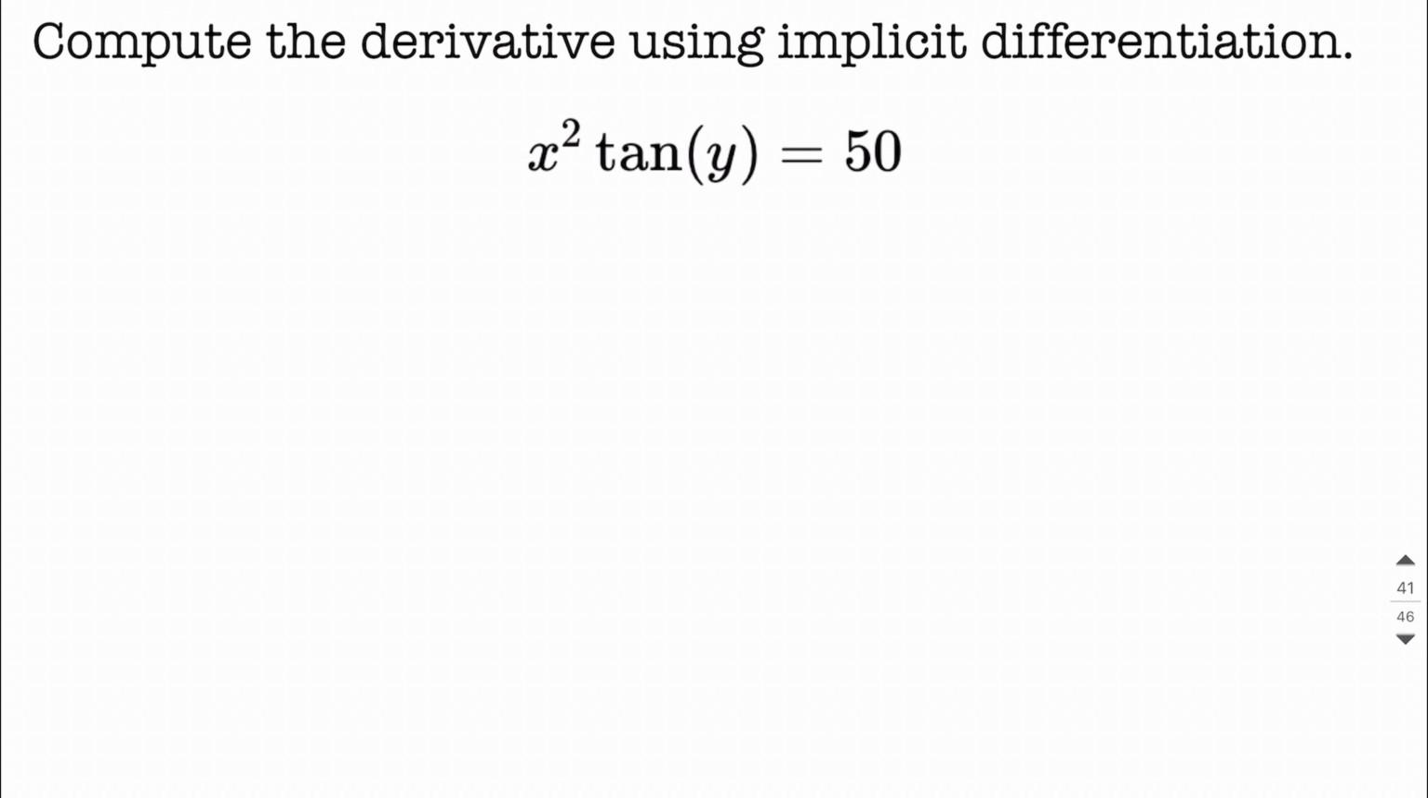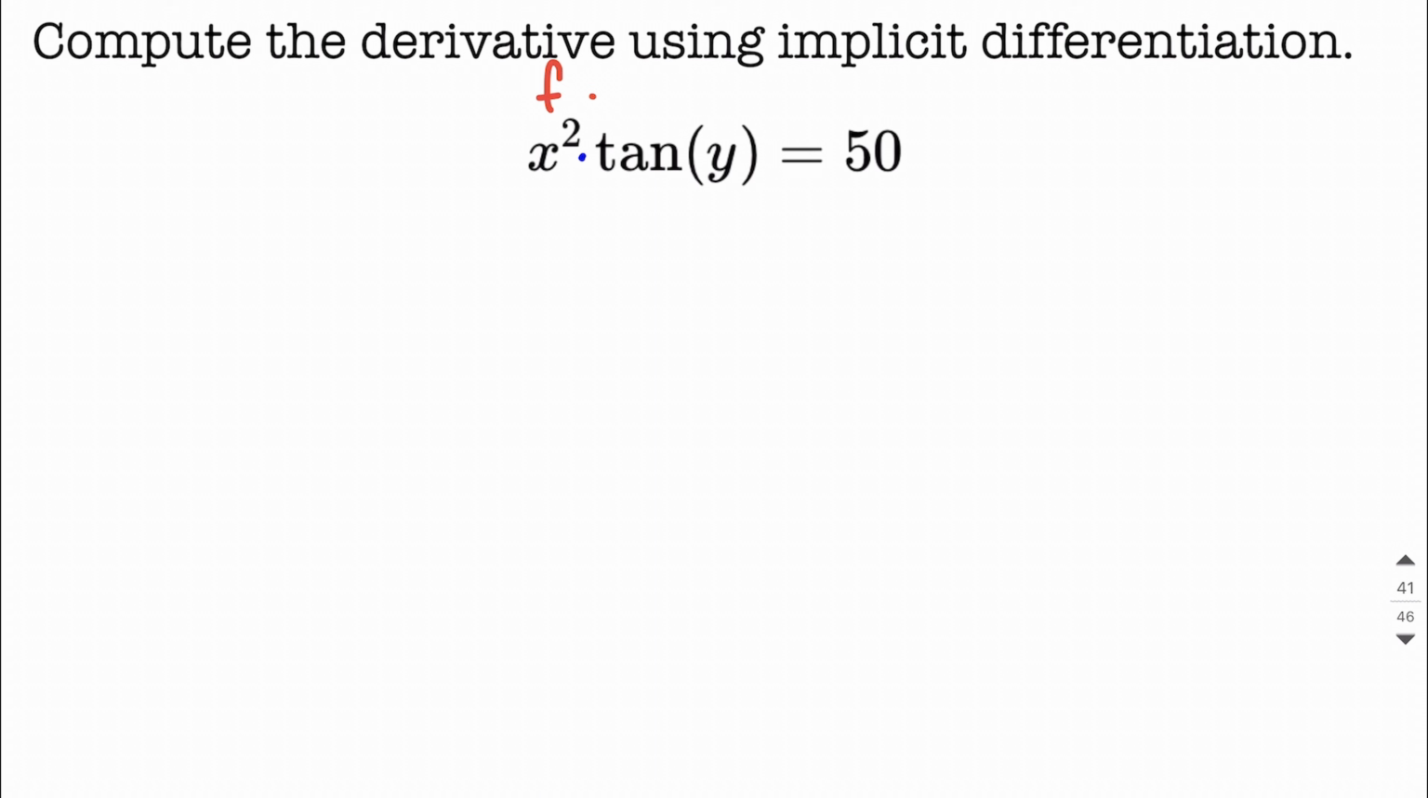Okay, we're going to compute this derivative using implicit differentiation. As you can see, it's a little bit complicated looking in that we have two things on the left-hand side that are connected with multiplication. So as we work this out, what I'm going to do is set up, it's a product, we're going to use the product rule.